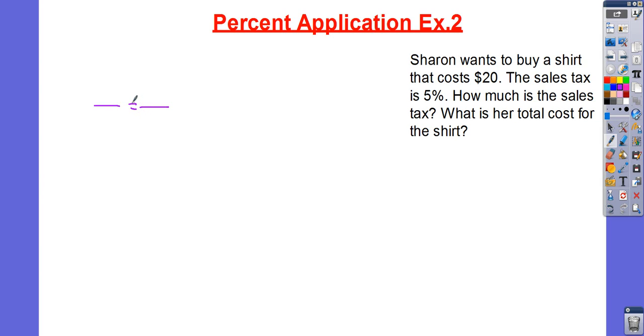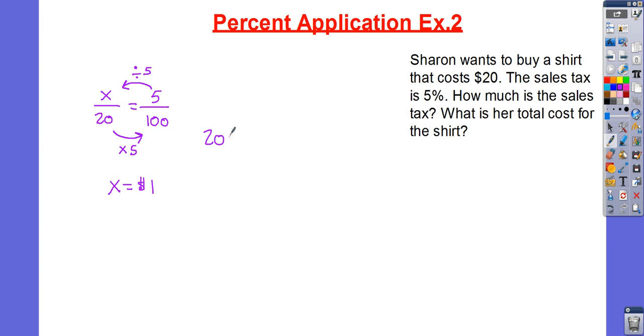So Sharon wants to buy a shirt that costs $20. So this is the total of the shirt. The sales tax is 5%, and then it's going to be out of 100, so this is going to be equal to x. Okay? In this case, the proportion is a lot easier, so I could just go ahead and use my scale factor. So 20 times what number equals 100? So that's times 5. I'm going in the opposite direction, so I'm going to have to divide by 5 in this situation. So 5 divided by 5 is equal to 1, so x is equal to $1.